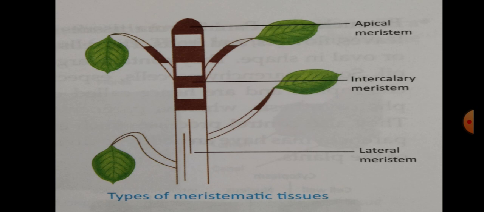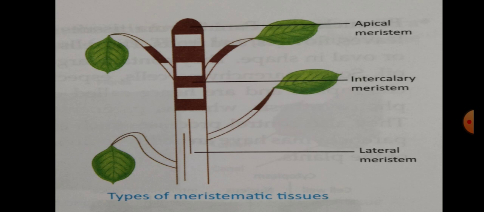How is the vascular cambium helping? It accounts for the production of cells as well as tissues to increase the thickness, or you can say the girth, of the particular plant. How does the cork cambium help? It produces the outer bark. So this is the second type of meristem, that is lateral meristem.